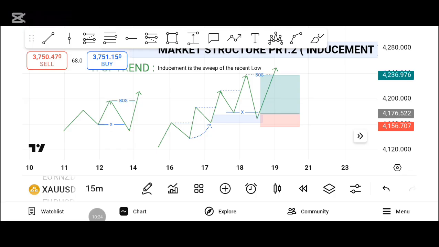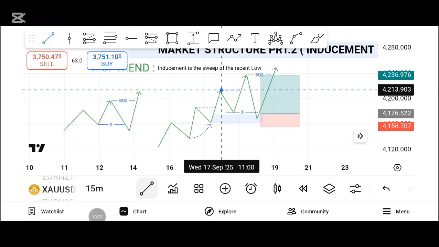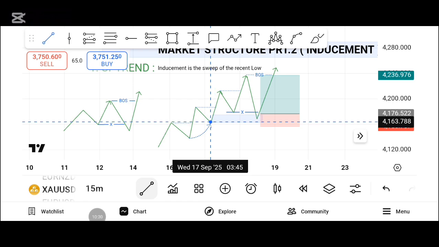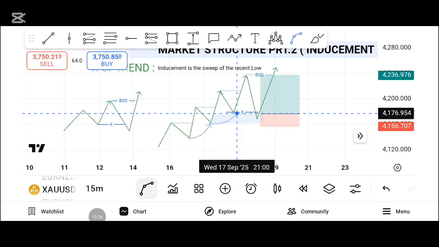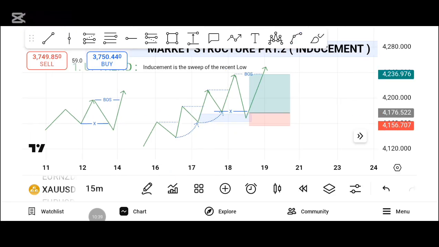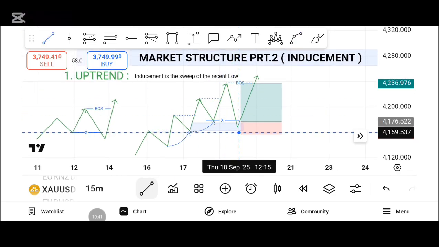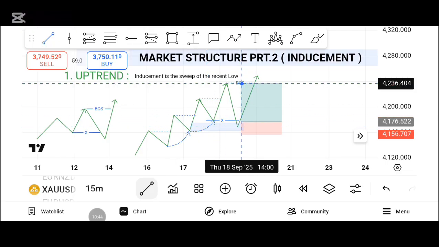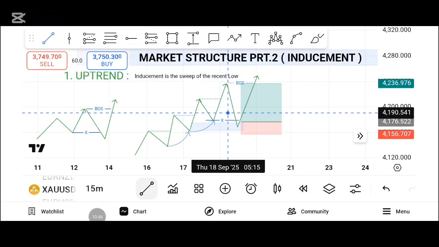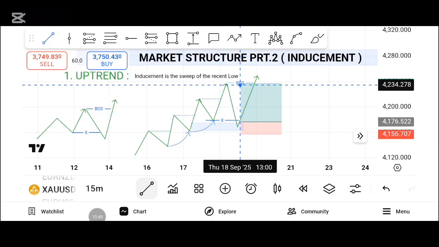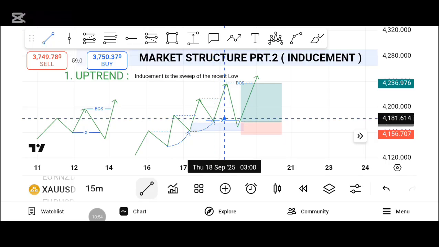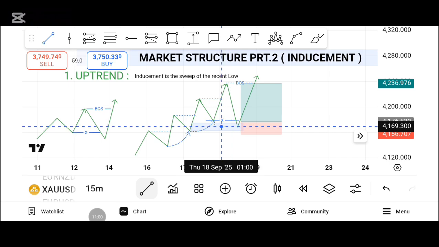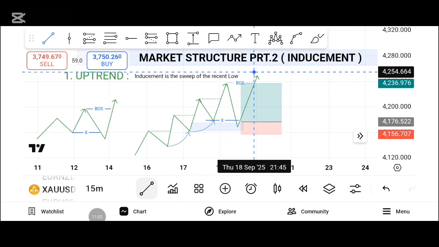Then after this new break here, inducement now transfers from this point to here. Then we see the market comes down to take out this inducement that is here, which led to a break of obstruction. Without inducement, we would not have a valid break of obstruction. After this inducement, price came back here, took out this inducement and gave us a valid break of obstruction.